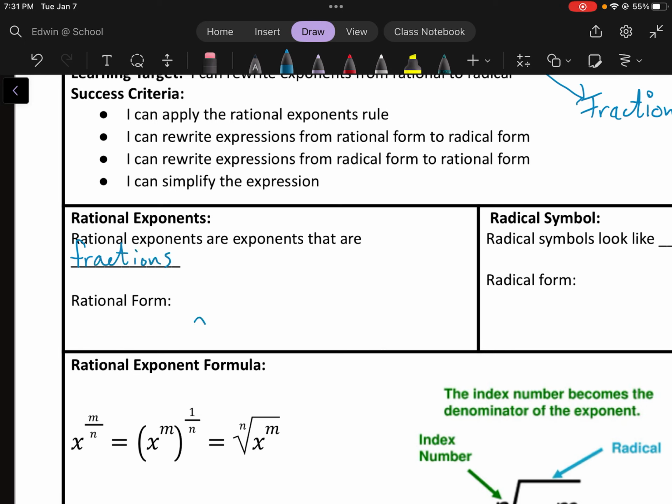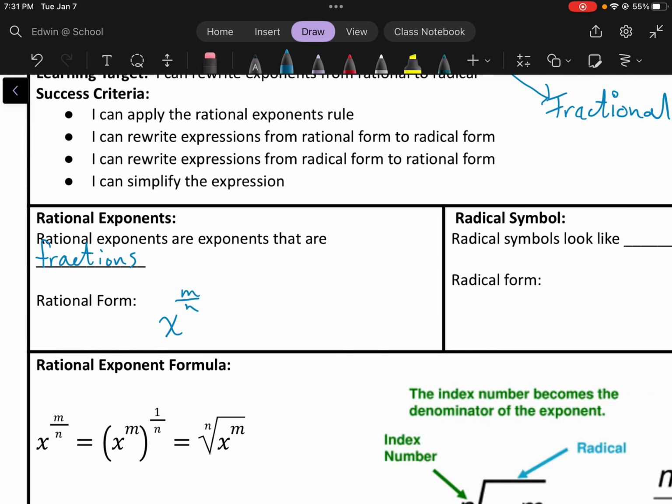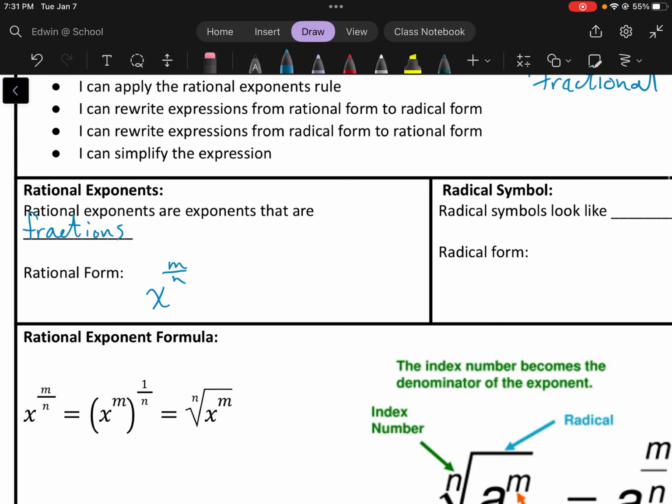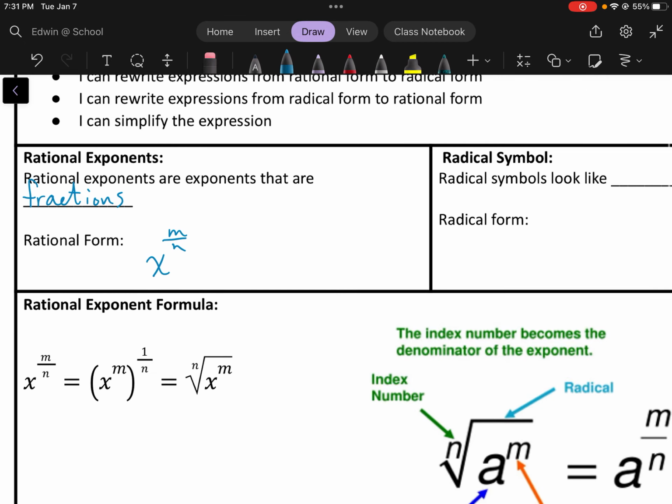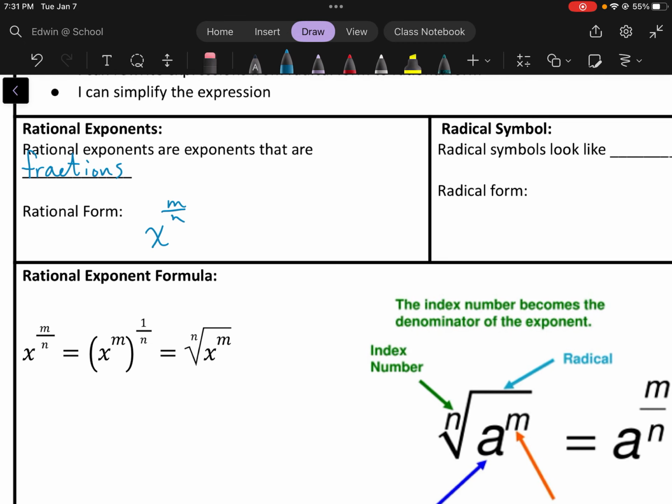And the way that's going to look in a general term is like the term x, whenever we're doing algebraic manipulation, and it's going to be to the power of m divided by n, where m and n are any numbers that are rational.